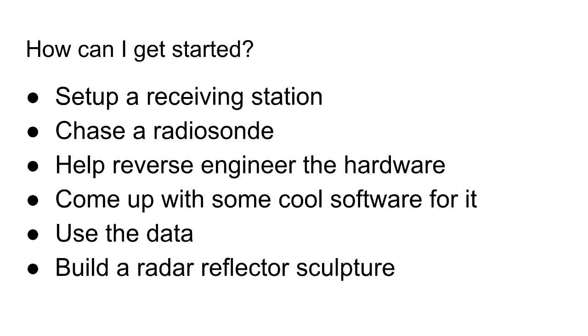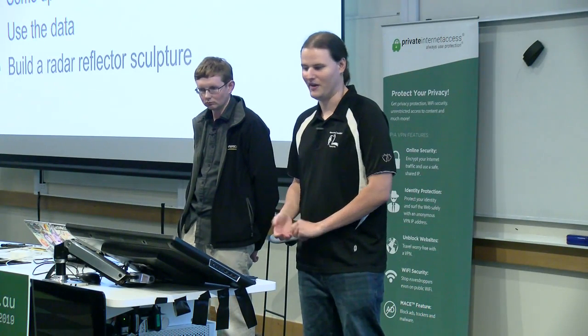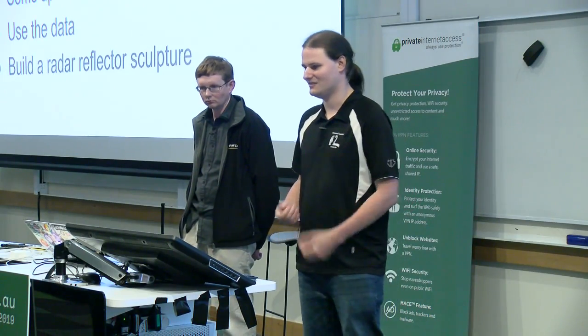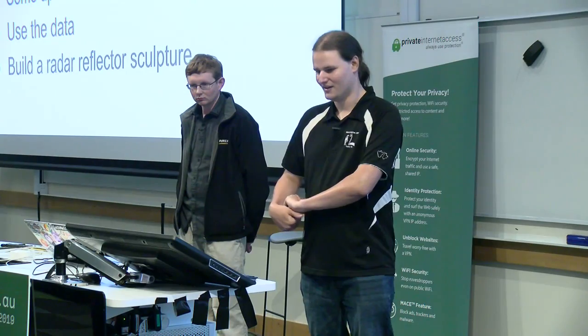So how can I get started with this? The easiest thing is setting up a receiving station. You only have to go outside to set up the antenna, and then the rest of it is just software inside, so it's nice and easy. Once you've got that, then it's quite easy to take that setup, apply it to your car, and then chase a Radiosonde. And it's really good fun. It's a bit of a thrill getting into chasing Radiosondes.